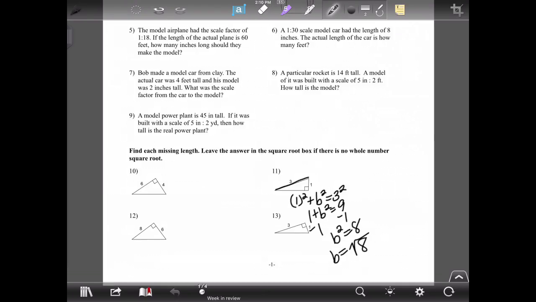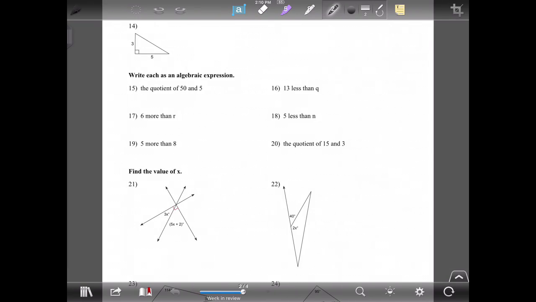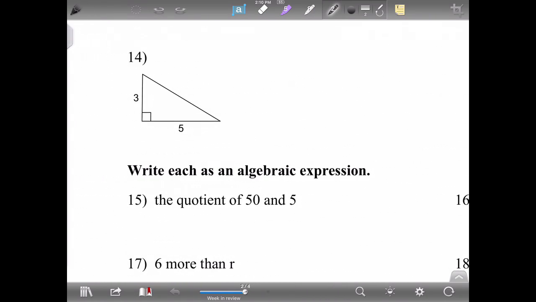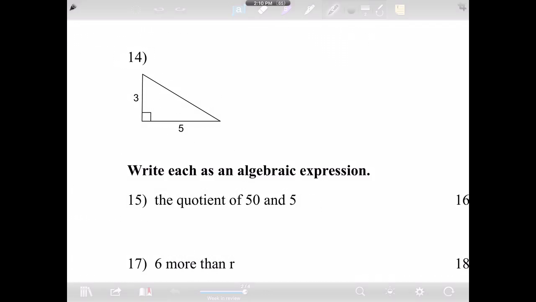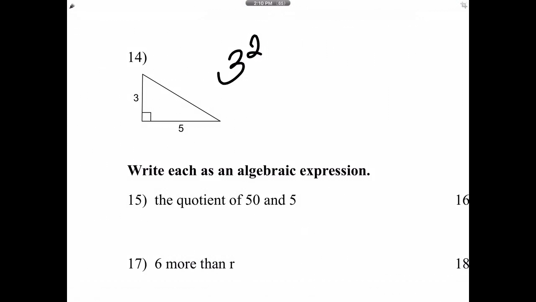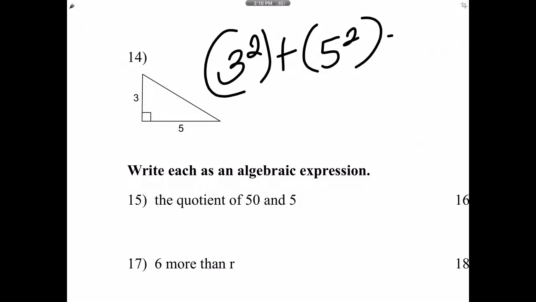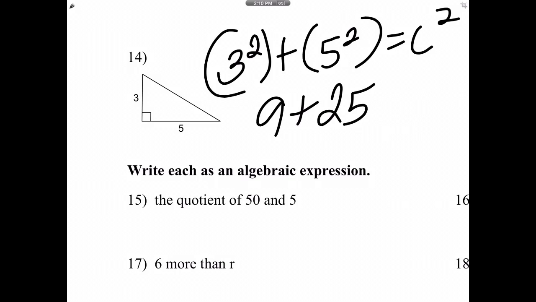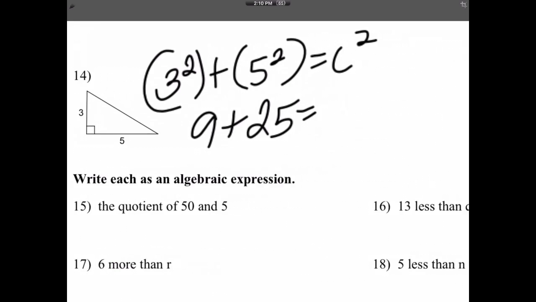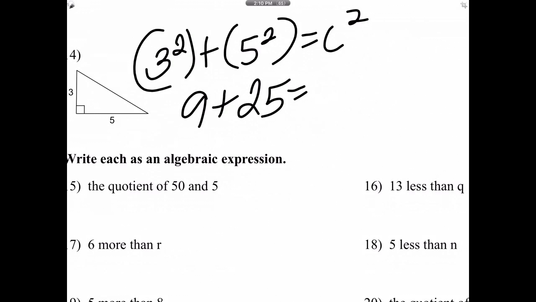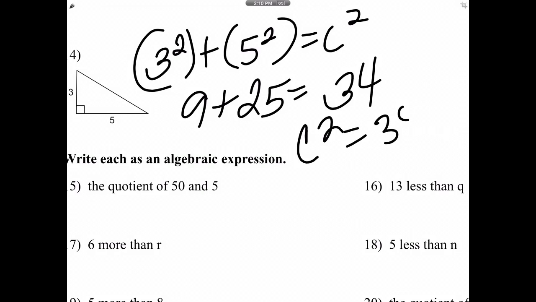Okay, one more. We'll do the next page and then we'll do a few more things. So a squared plus b squared equals c squared. So we have 3 squared plus 5 squared equals c squared. So we have 9 plus 25, which equals 34. So c squared equals 34. You are just going to put that in a square root box to solve.